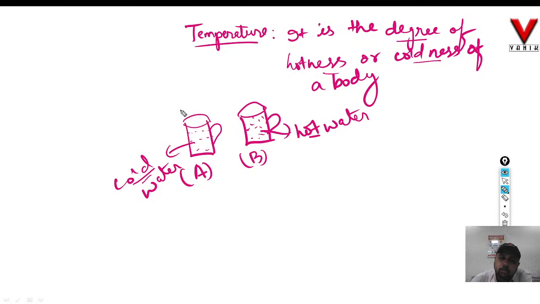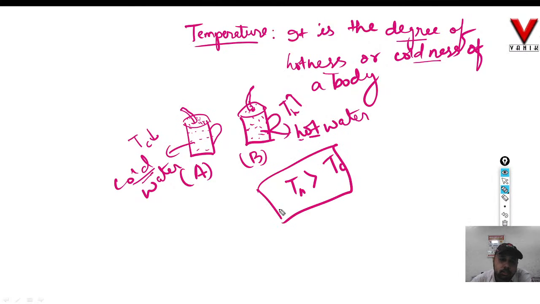You can simply touch the liquid slightly with your finger, and touch the other liquid slightly with the finger. You will find that the water present over here is much warmer as compared to the water present over here. So that is why we say this is cold water, this is hot water. That means the temperature of hot water is higher than the temperature of cold water. So TH is greater than TC.